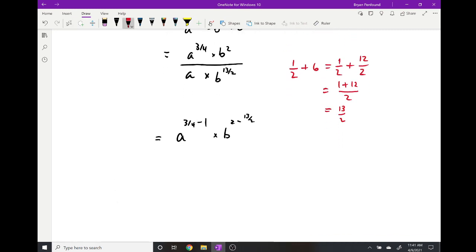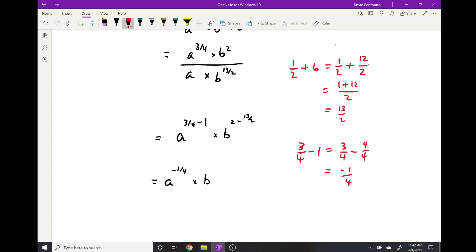And I may again want to do a little bit of work over on the side, just to be a little careful with what kind of fractions I'm going to get here. So 3/4 take away 1. Well, I'm going to think about 1 as 4 divided by 4, so that I can do 3 take away 4, which is -1. So that should be the new power of a, -1/4.